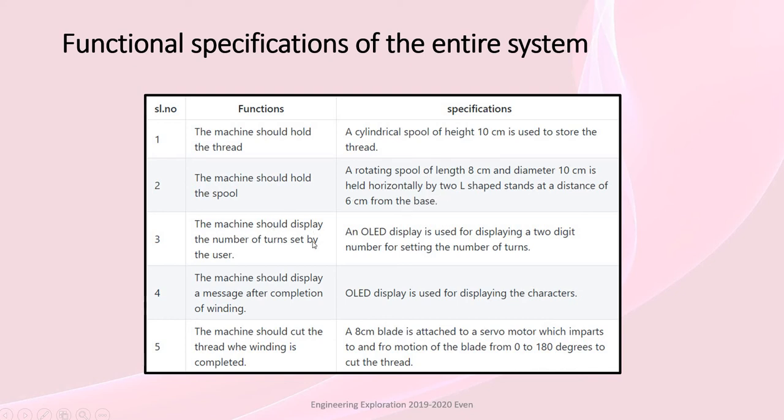The machine should display the number of turns set by the user. An OLED display is used for displaying a 2-digit number for setting the number of turns. The machine should display a message after completion of winding. OLED display is used for displaying the characters. The machine should cut the thread when winding is completed. A 8 cm blade is attached to a servo motor which imparts to and fro motion of the blade from 0 to 180 degrees to cut the thread.